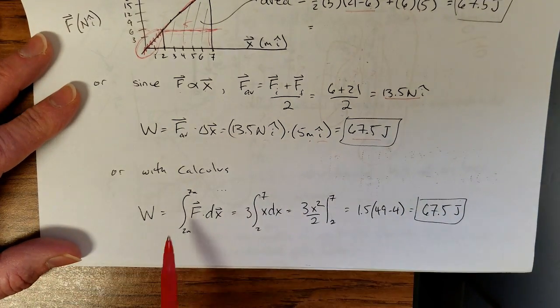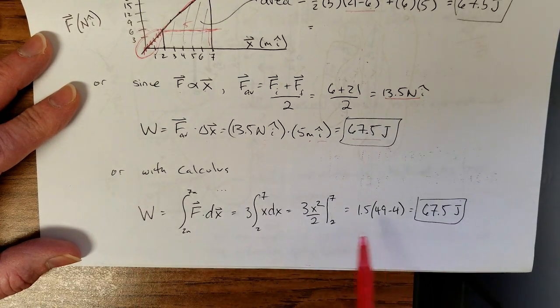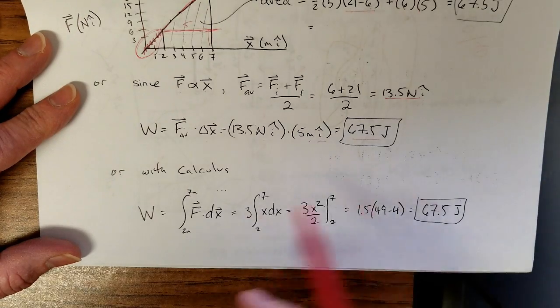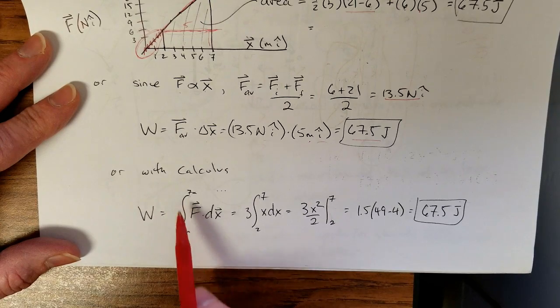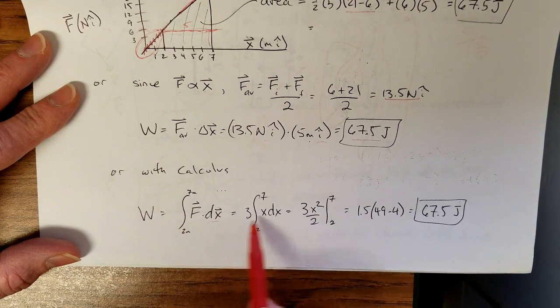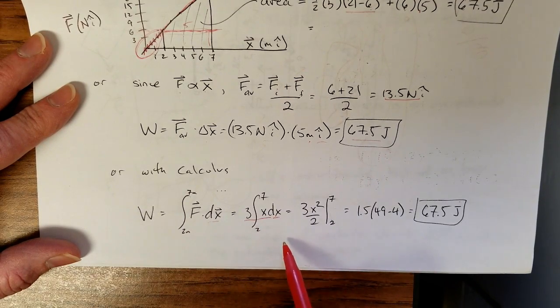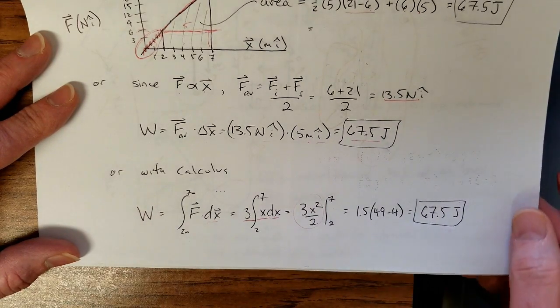Or with calculus. If you don't care about the calculus, just get through this part, and I introduce some other terms later on. This is not the last part of this presentation. So work is the integral of force dot dx. My change in position and my force are in the same direction, so the dot product can go away and I just multiply them straight up. There's my force times my change in x, and so I end up with 67.5 joules again.